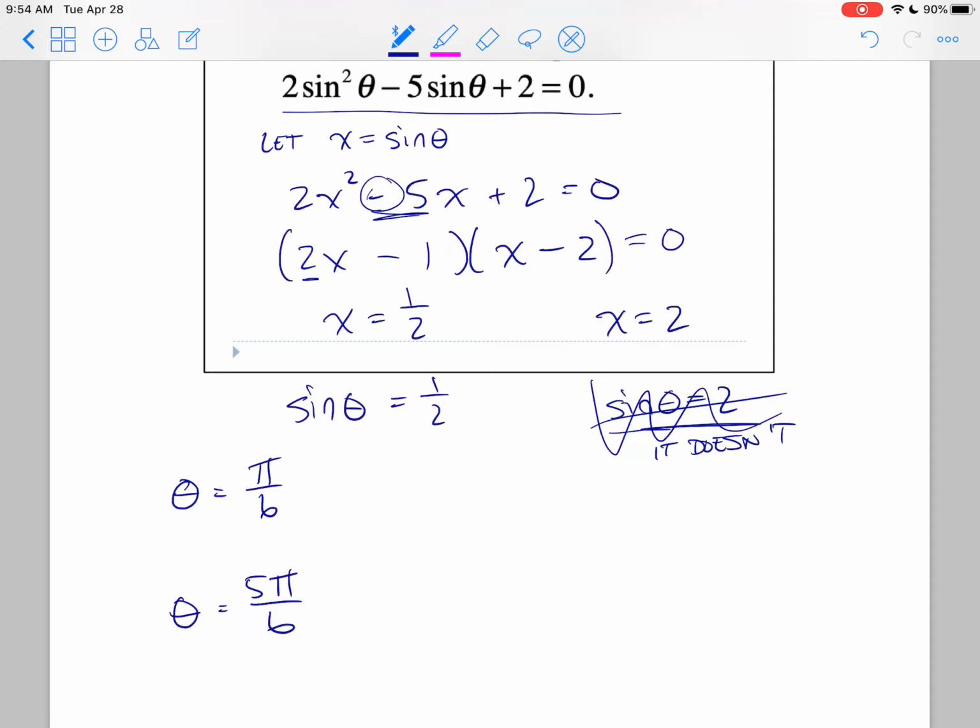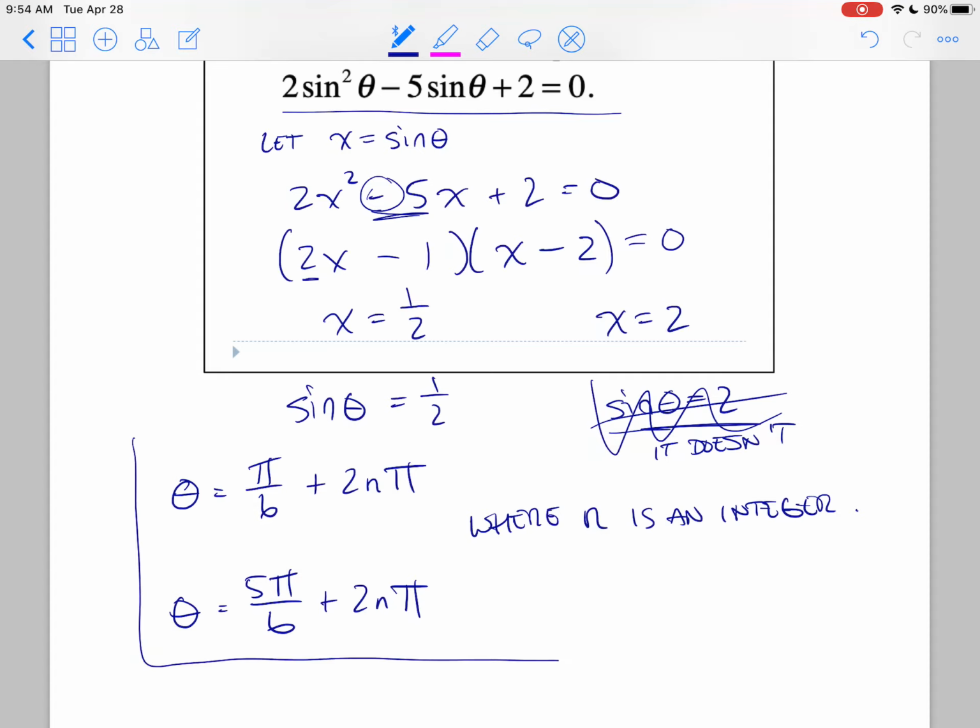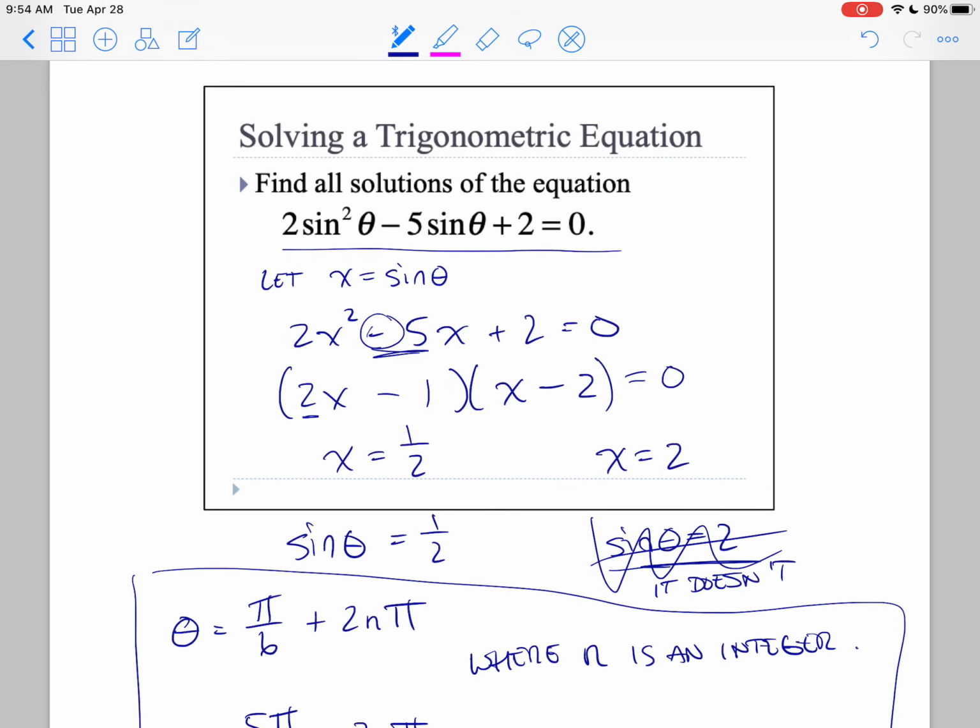Okay, well that works, but we want to find all the solutions. So we're going to add 2n pi here, we're going to add 2n pi, and we're going to say where n is an integer. There we go. So now we have all the solutions to this equation.